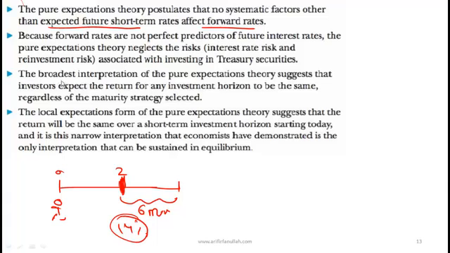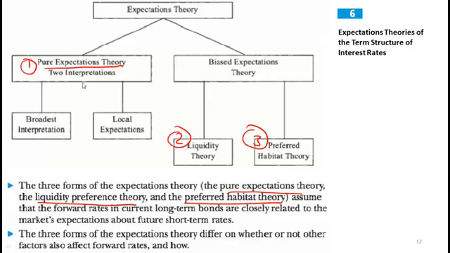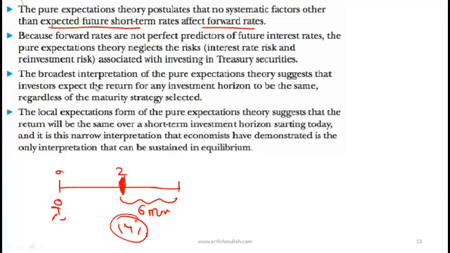If you recall from the previous slide, the pure expectations theory has two interpretations. One is called the broadest possible interpretation and the other is a local interpretation. Up till now, I hope everybody is with me in terms of the basic concept of the pure expectations theory. Now we are going to understand the broadest interpretation and the local interpretation. The broadest interpretation suggests that investors expect the return of any investment horizon to be the same regardless of the maturity strategy selected.